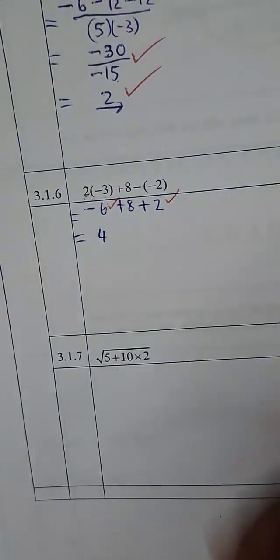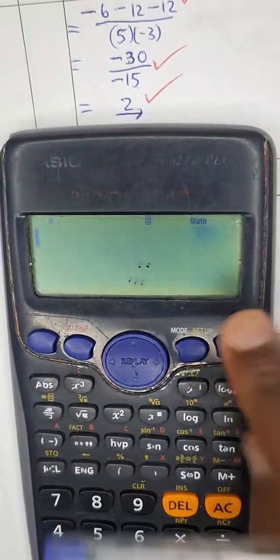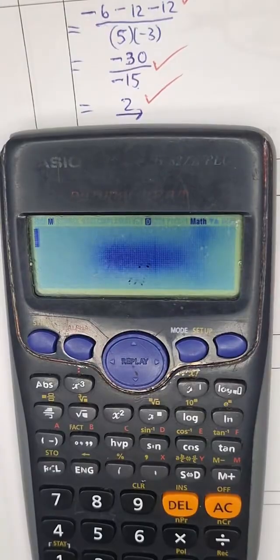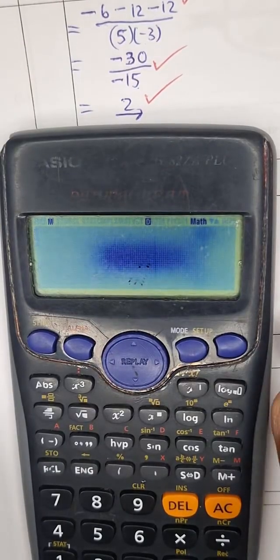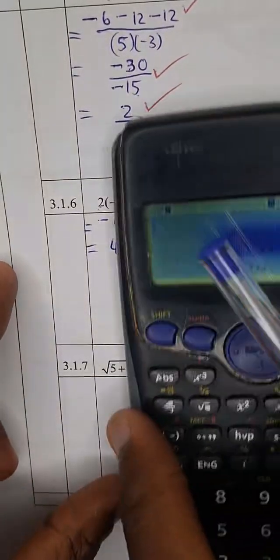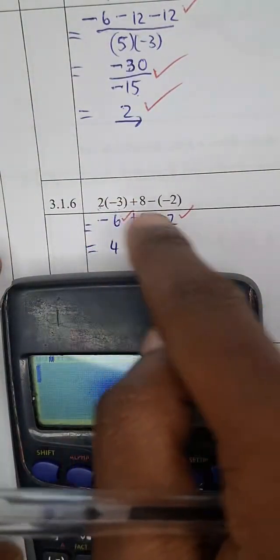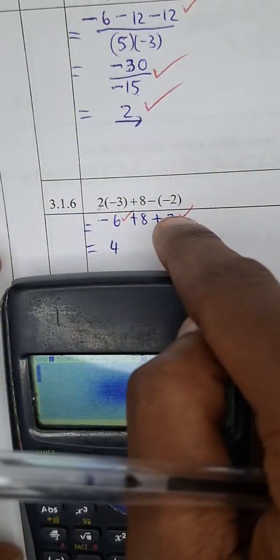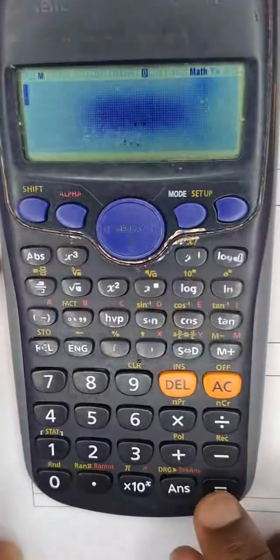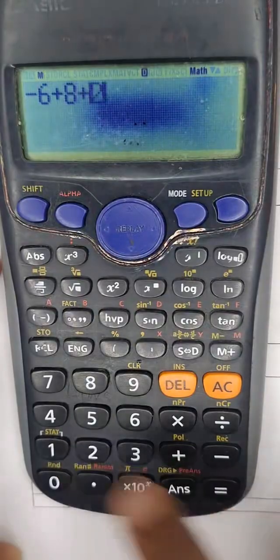But you know what? When all else fails, you don't know what to do, who do you call? Mr. Calculator. Guys, if you don't know, just come to Mr. Calculator. Give him the numbers. This first step, at least, you must write down. Then give Mr. Calculator the numbers. If you don't know, negative 6 plus 8 plus 2.